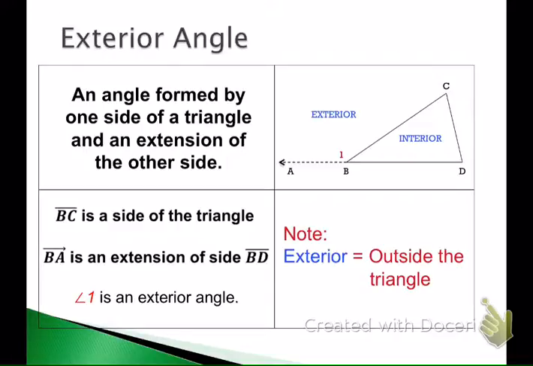Remember, exterior means outside. So when you have an exterior angle, it is the angle that is outside. It's this angle right here, angle 1. Remember, it's being created by taking this side BD and extending it, and that creates an angle with another existing side. It's this angle right here that's being created, angle 1. Does that make sense to you guys, what an exterior angle is? Do you need more time writing anything down? Yeah? Okay.